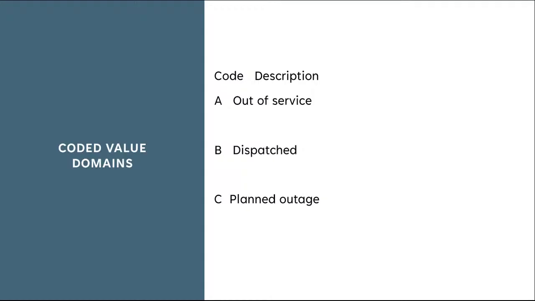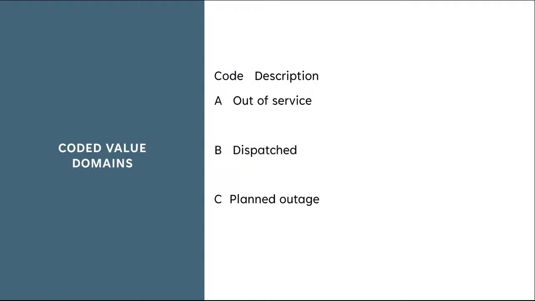Now, with this, instead of typing anything, you just select. It creates a drop-down box, for those who have used a GUI, graphical user interface, before. Most of the software we use has a drop-down. So this drop-down will help you to just make a selection. If it is code A, which is out of service, you just select it. If it's code B, dispatched, and all that.